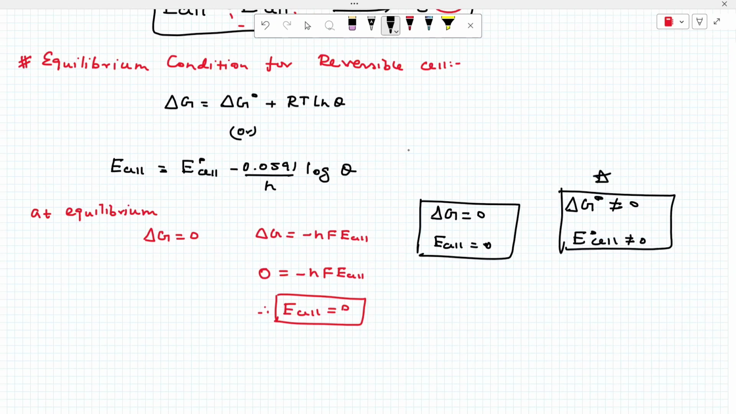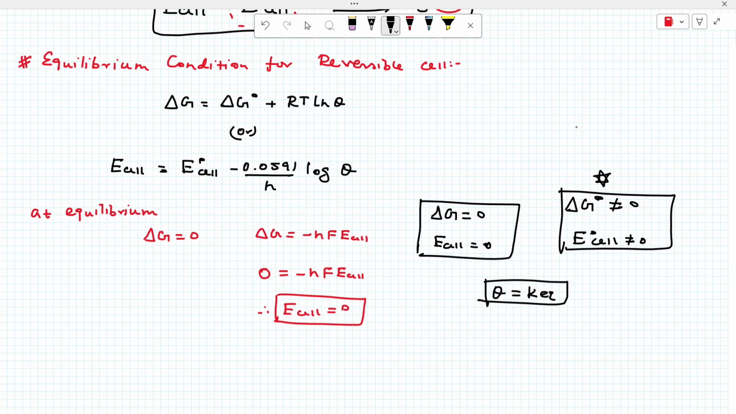So whenever there is an equilibrium condition, in that case E cell equal to 0. And what is the other one? The Q becomes K equilibrium. Understood? So at equilibrium, the reaction quotient becomes the equilibrium constant, delta G is 0, delta G naught is not equal to 0, E cell is 0, but E naught is not equal to 0. Why is delta G naught not equal to 0? Whenever they use standard conditions, it is independent of equilibrium. This is very important, please note.